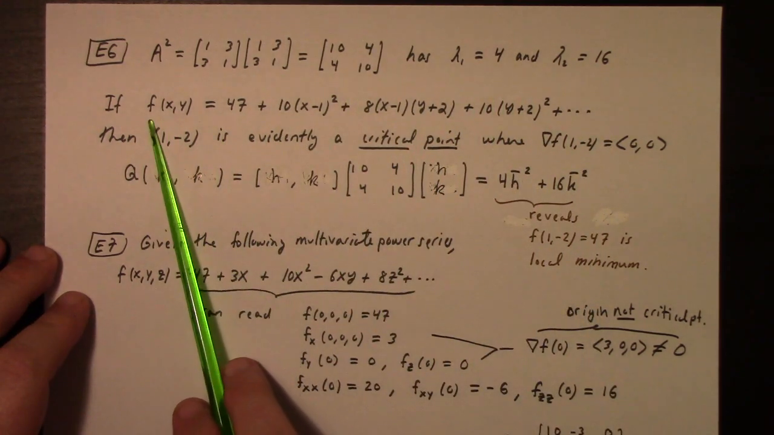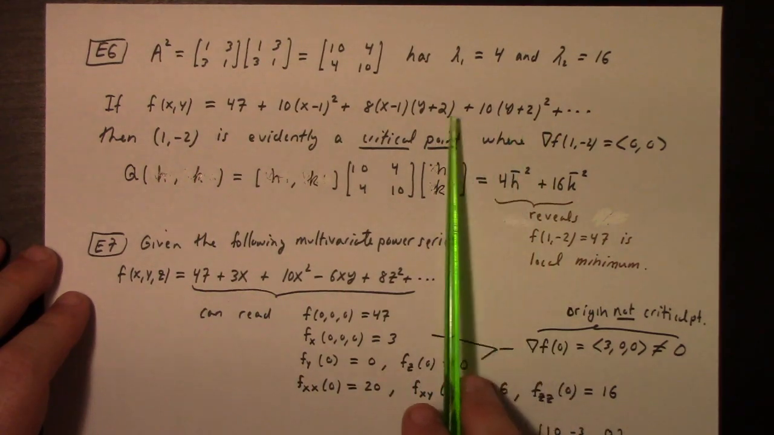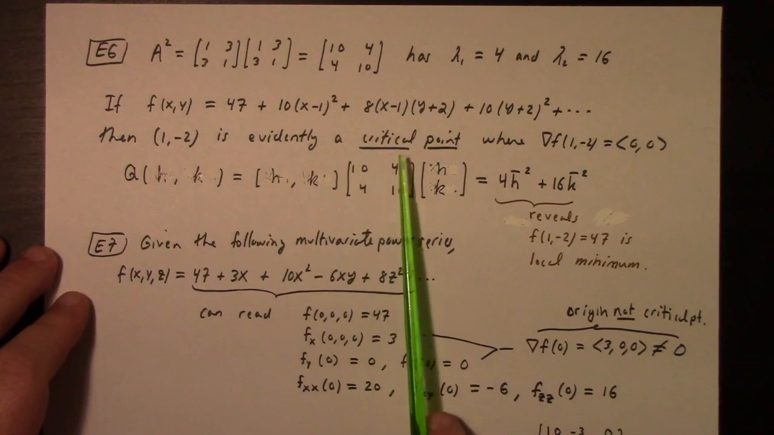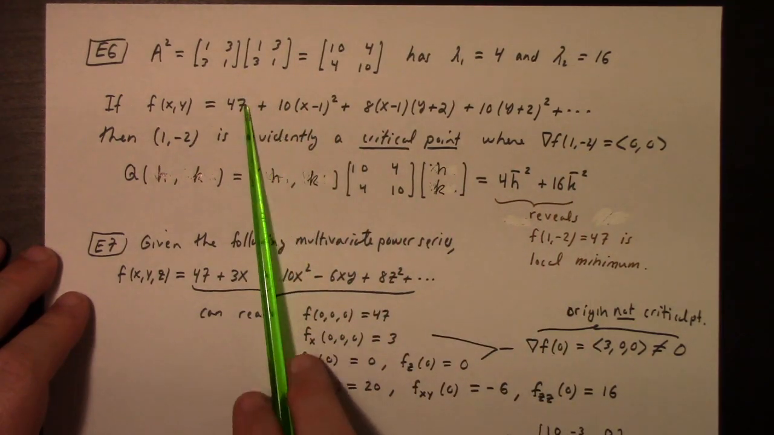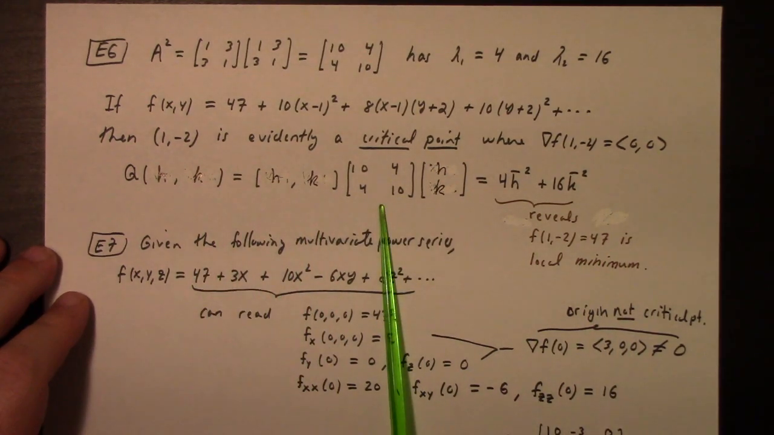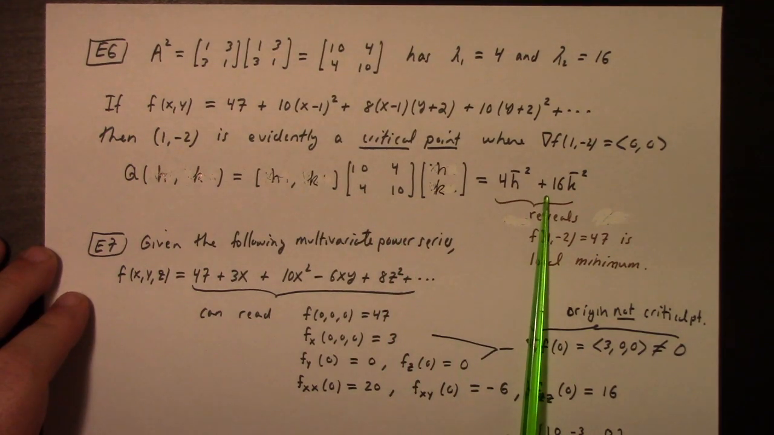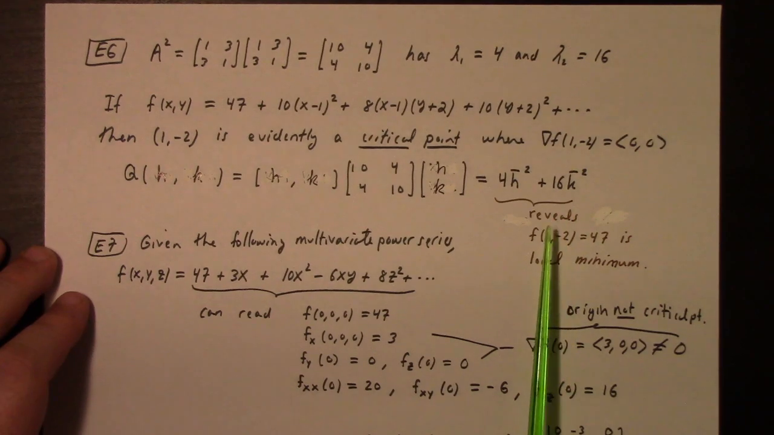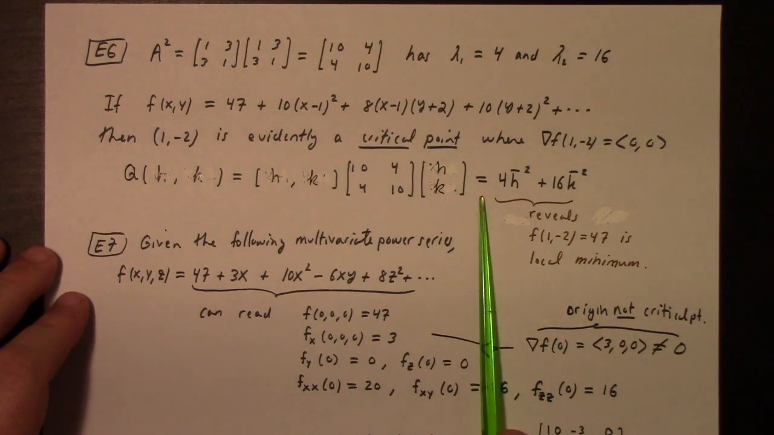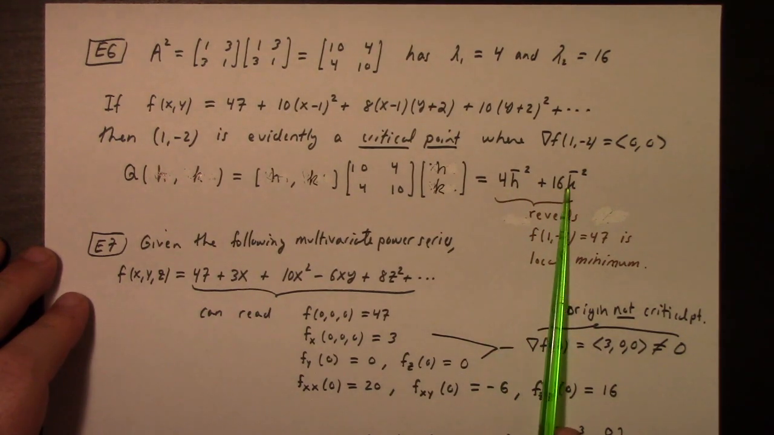And if we're given a function that has this as its multivariate, bivariate power series expansion, this time centered at 1, minus 2, it's evident that (1, minus 2) is a critical point because there's no linear terms. So the gradient is 0, and if we look at the quadratic form, we have this, which by the theory I just told you about, in eigencoordinates becomes 4h bar squared plus 16k bar squared, which reveals to us that, in fact, the critical point here is a local minimum, because we have an expression which, if we're close to the critical point, necessarily gets larger if we go away from (0, 0).